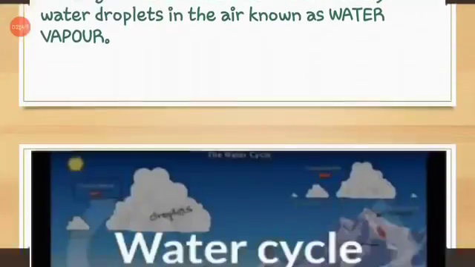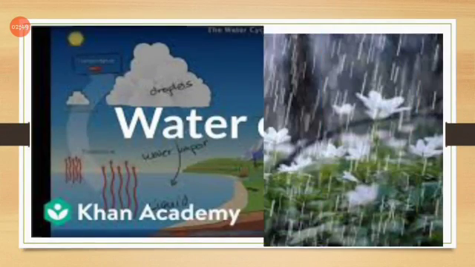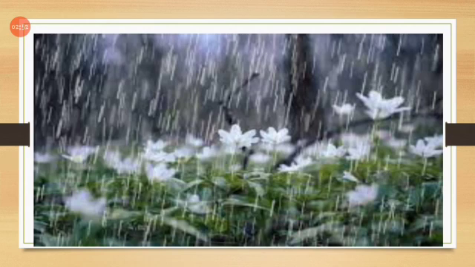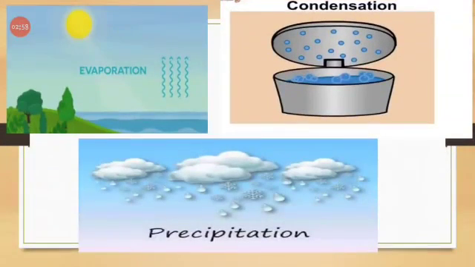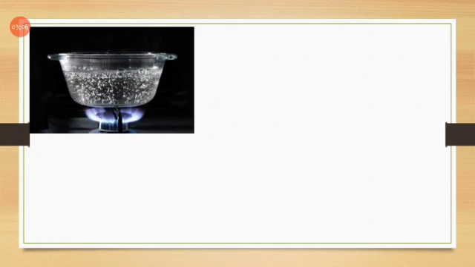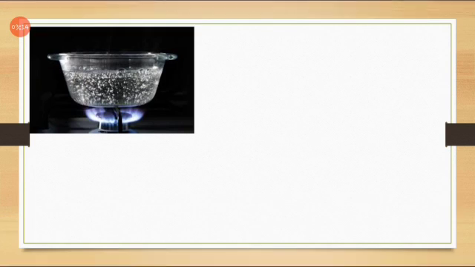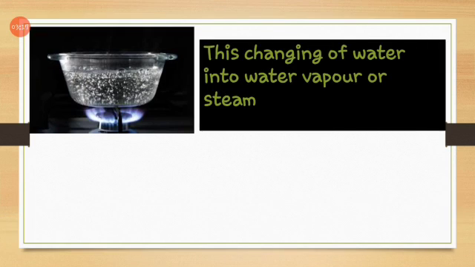Now we discuss the water cycle. How does it rain? What causes rain? First, let us understand the three processes: evaporation, condensation and precipitation. You have seen in your kitchen that when your mother boils water, it changes into steam or water vapor. This changing of water into water vapor or steam is called evaporation.